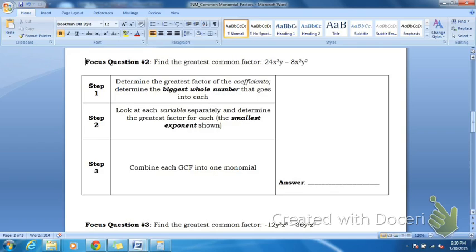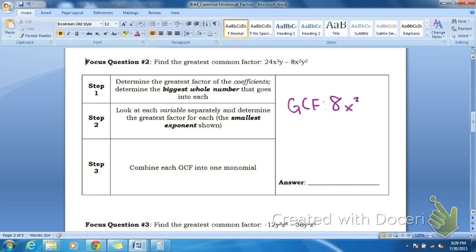So, as I look through the problem, I want to know between 24 and 8, the coefficients, what are both of them divisible by? They are both divisible by 8. So, the greatest common factor here is 8. That's the first part. We're not done. We still need to find the greatest common factor of the variables. So, moving on to x first, looking at x cubed and x squared. The lowest exponent of those is x squared. So we have 8x squared so far.